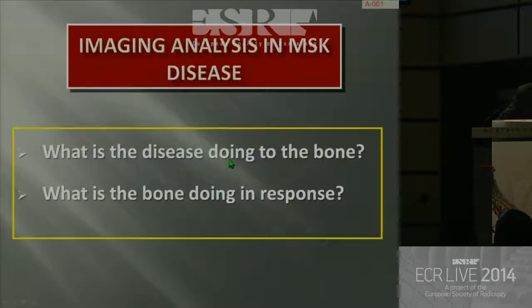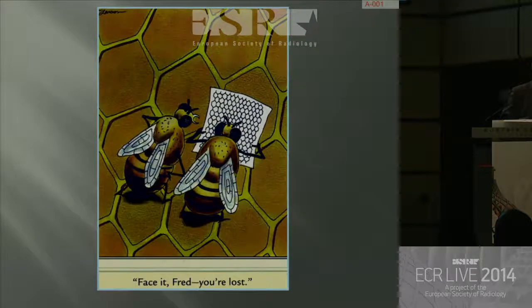So, imaging analysis in MSK disease. When we've moved from trauma, where you're looking for changes in the normal anatomy, we move on to disease processes. And the message is: what is the disease doing to the bone itself, and what is the bone's response to that disease process? And what I'd like to show you now is just some ways of going through this.